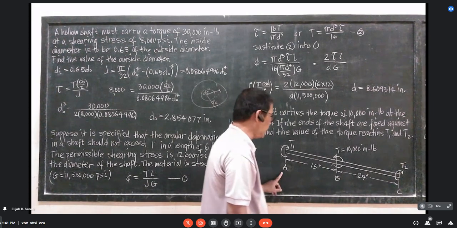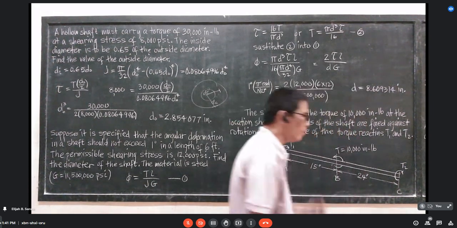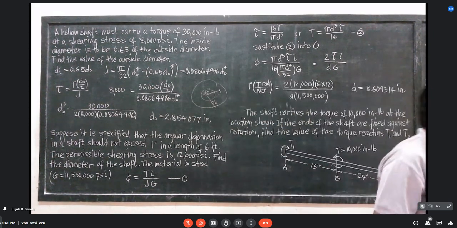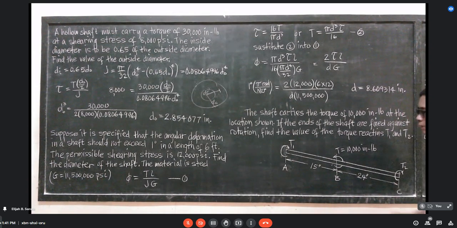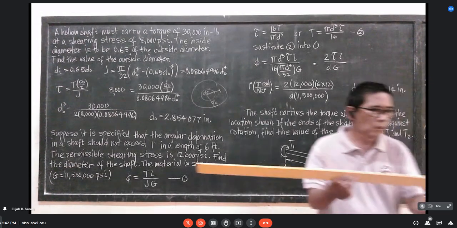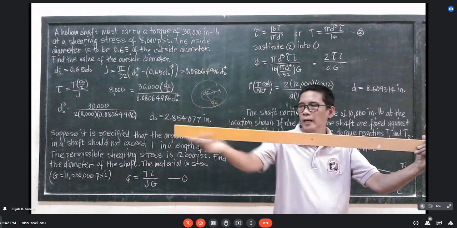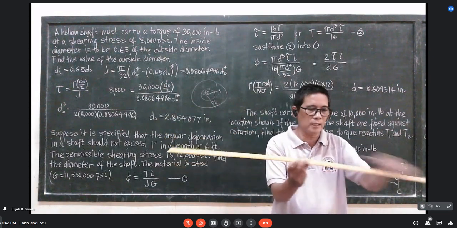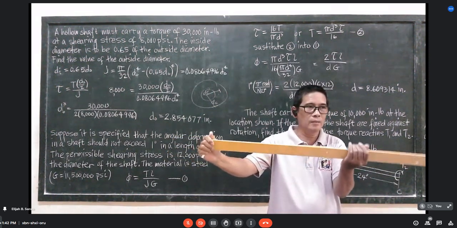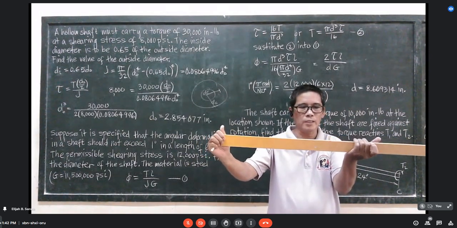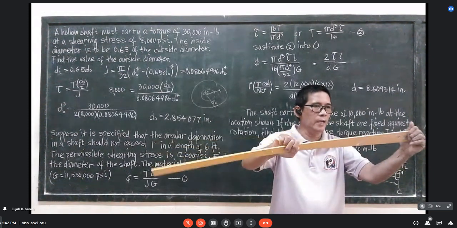So I just label this as A, B, and C. We again have to remember the angle of twist is TL over JG. Now, there are two parts here. For example, this is the shaft, it is being held here and held here, and it is being twisted in the middle. It has to remain constant where it is supposed to be.